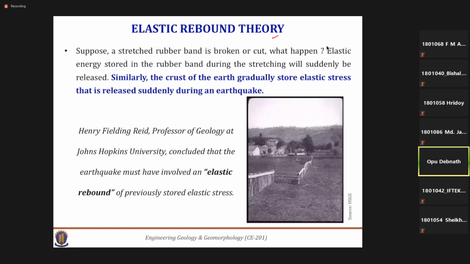So the similar process is applicable for the elastic rebound theory of earthquake. The earth crust gradually stores elastic stress. In this case, the earth crust will store elastic stress that will be released suddenly during an earthquake. Actually, when this energy is released suddenly, the earthquake occurs.